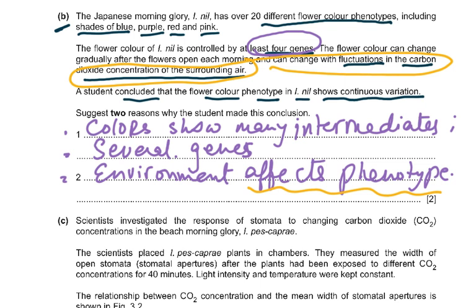So color shows many intermediates, several genes. So this is the point where there are several gene stories here. And environment affects the phenotype. You can see this change in fluctuations in the carbon dioxide concentration of the surrounding air.